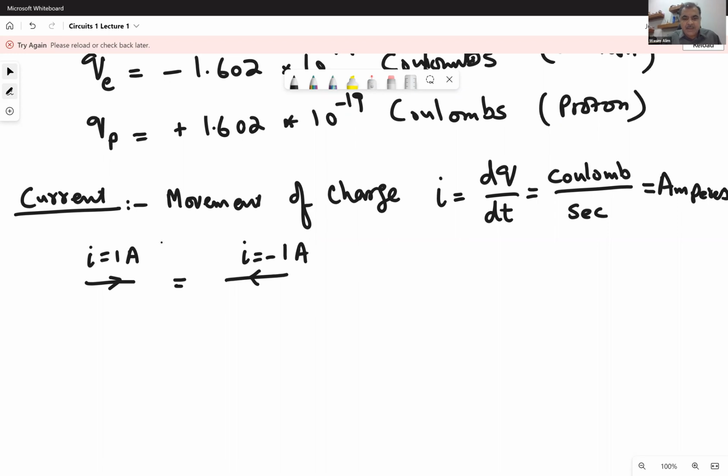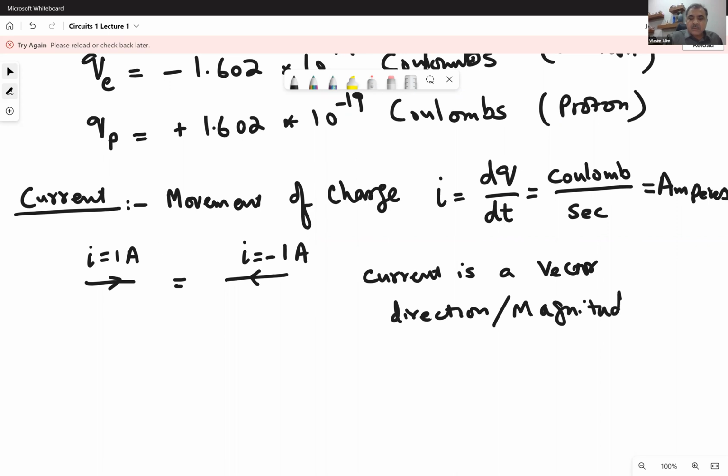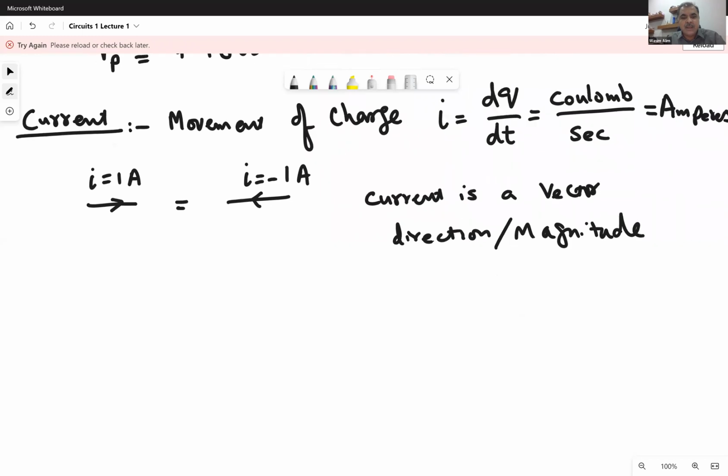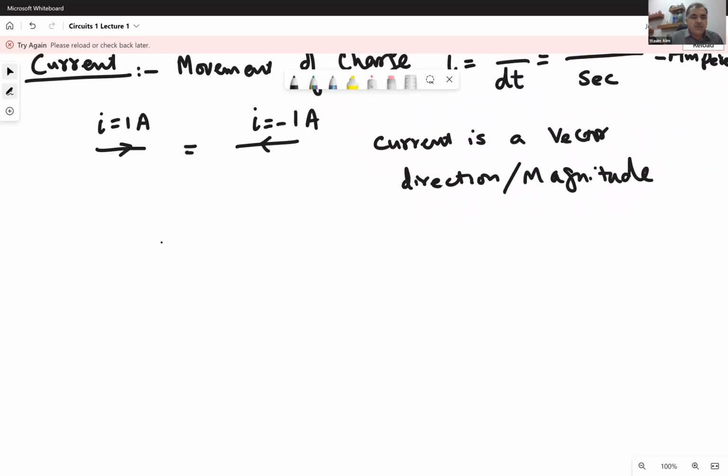And one of the important things here is to say that it is a vector quantity. So current is a vector quantity, meaning there is a direction and magnitude. Okay, so that's kind of important to understand about current. Okay, so then let's move on to the voltage now.